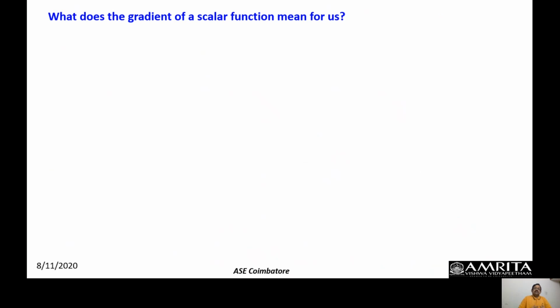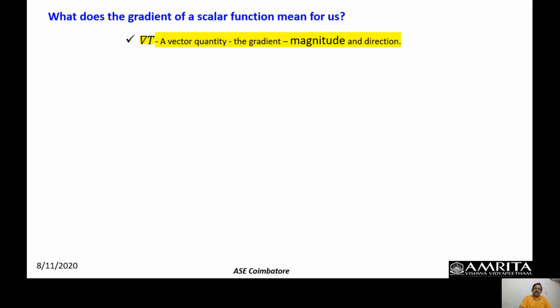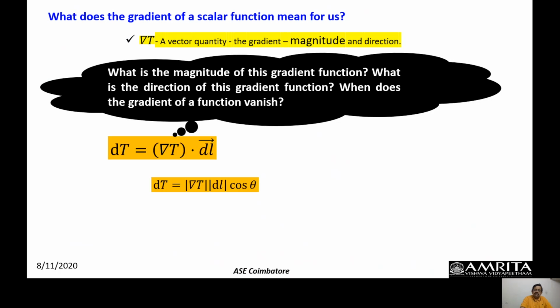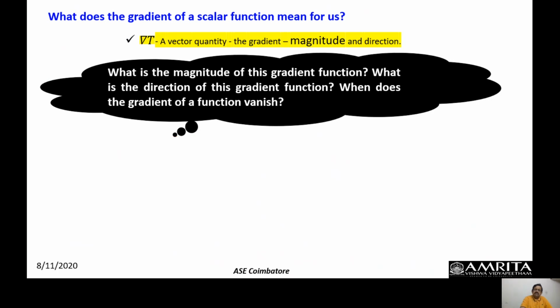Now, what does this gradient of a scalar function mean for us? This is the question that should haunt us now, and we will seek an answer for that. We know that del t is a vector quantity and it represents the gradient, which means, being a vector quantity, it should have magnitude and direction. So immediately the question must come, what is the magnitude and what is the direction of this gradient of the scalar function? Okay, so that is the question. And another question that could come is, when does the gradient of a function vanish?